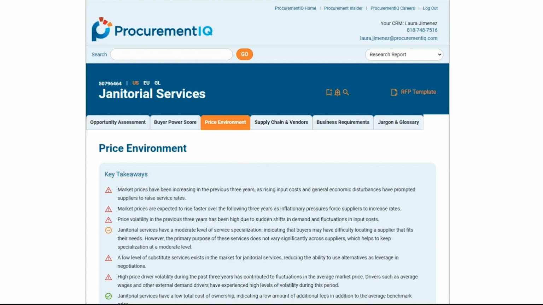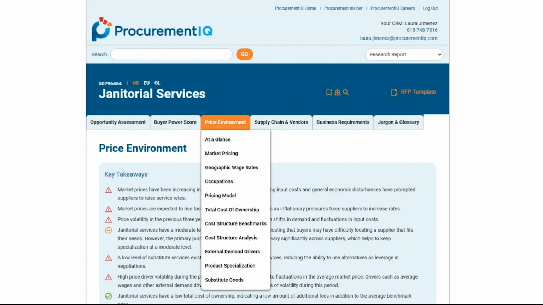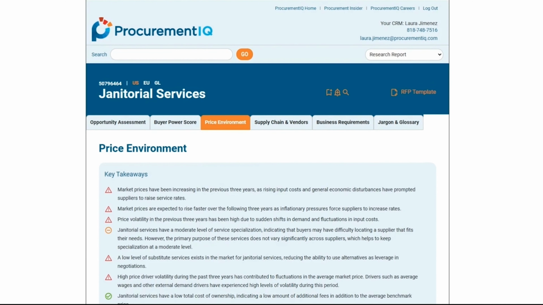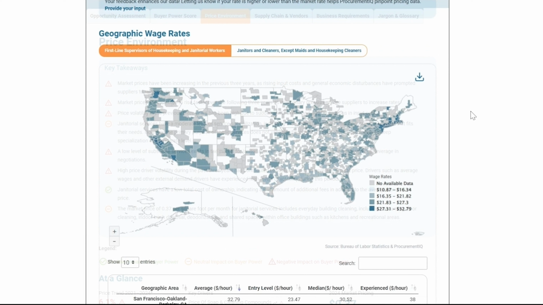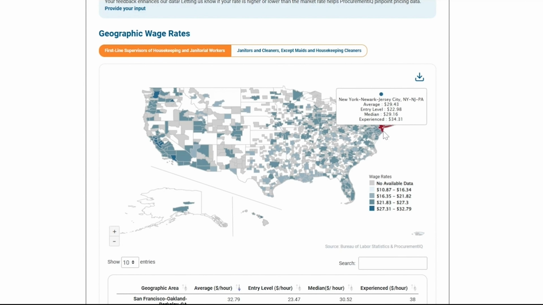If you only have 10 minutes to research and you need to understand what your total cost of ownership will look like in a category, you'll want to understand the price environment first. A good starting place is our geographic wage rates section. In the Price Environment chapter, if you just scroll down, you'll see an interactive map. You can click through the map to find the wage rates you need.